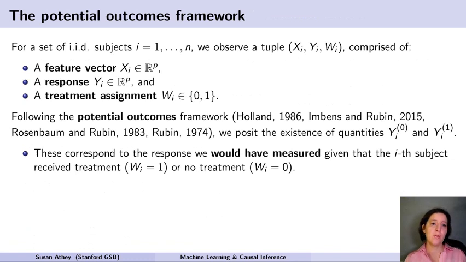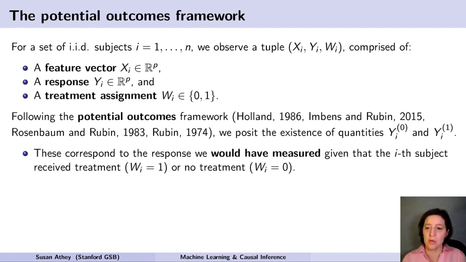So to get started on the formal analysis, consider the potential outcomes framework. Just to remind you, we're going to represent each member of an IID set of subjects with a tuple xi, which is the features or the covariates. Those are the characteristics of individuals, a response or an outcome, yi, and a treatment assignment, wi. And following the potential outcome framework, we'll posit the existence of quantities, yi of 0, yi of 1.